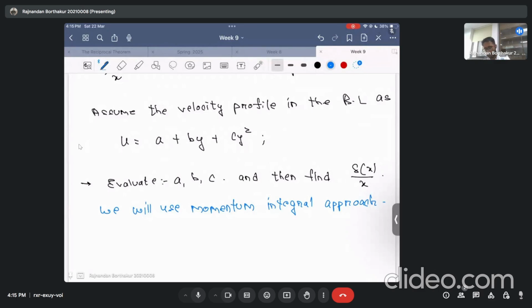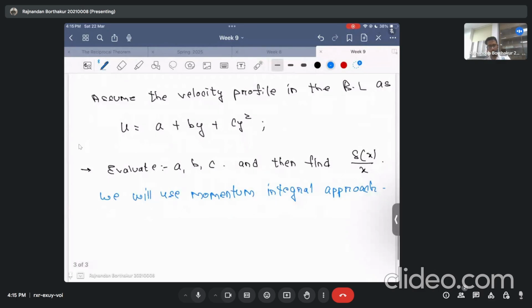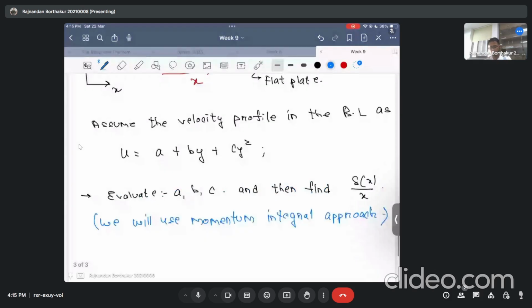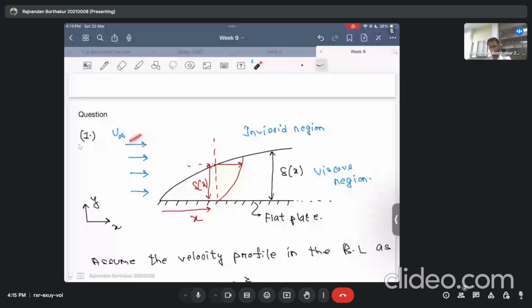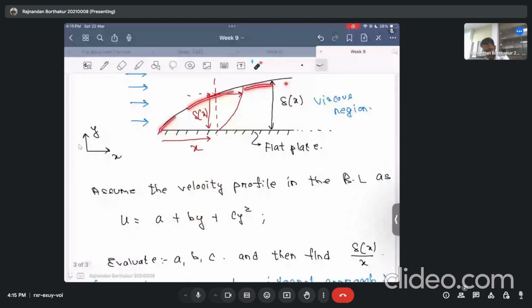So I hope you understood the problem. It's just a simple flat plate problem on boundary layer analysis. There's a fluid coming with u infinity. There's a growth of this boundary layer. They said, okay, now approximate the velocity profile of this boundary layer. So if you remember, the velocity profile will look something like this.